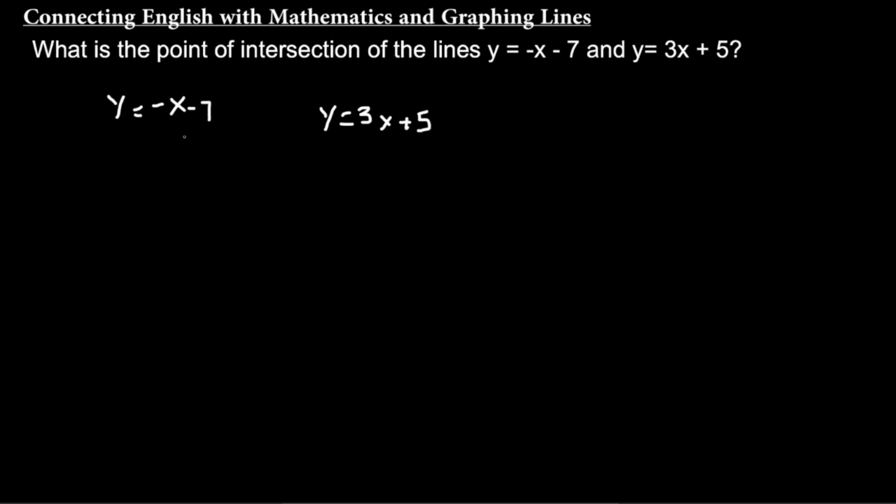Seeing as how they're both equal to y, we can put negative x minus 7 on the left side, equals, and remember, they're both equal to y, so on the right side we have 3x plus 5. From here, we need to put all the x's on one side and all the numbers on the other side. So you have negative x, positive 3x.